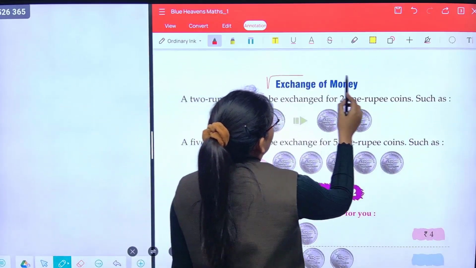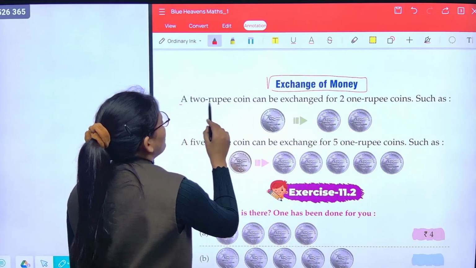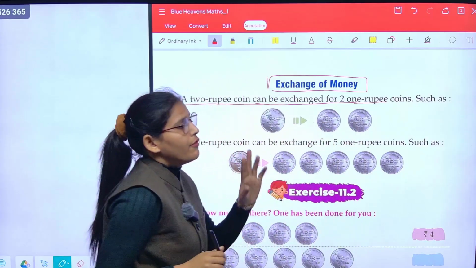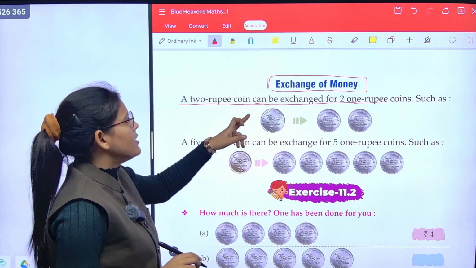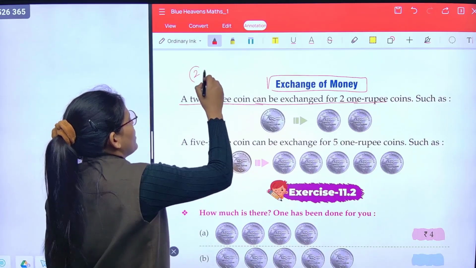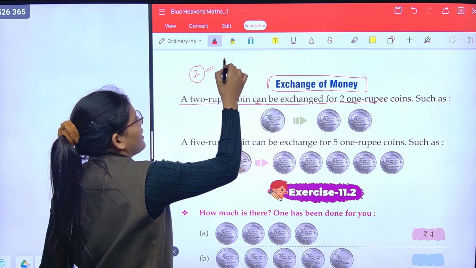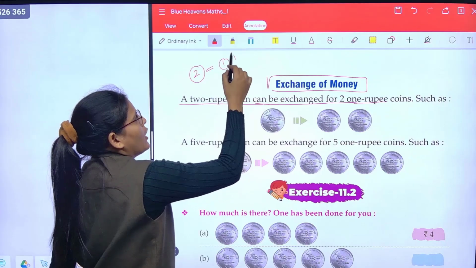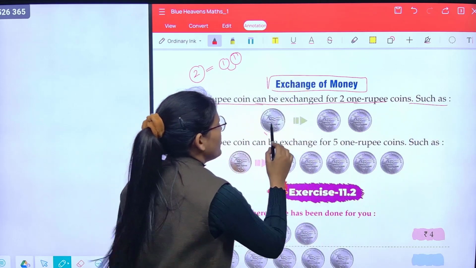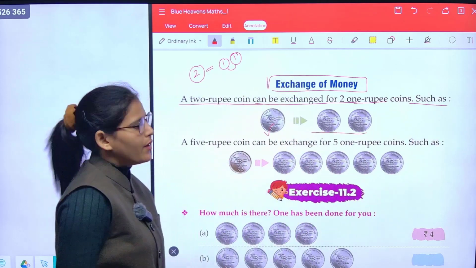Now class, exchange of money. A 2 rupee coin can be exchanged for two 1 rupee coins. Class, मेरे पास 2 rupee coin है, मैं उसको exchange कर सकती हूँ 1 rupee के 2 coins लेकर. Such as 1 plus 1 rupee coin.